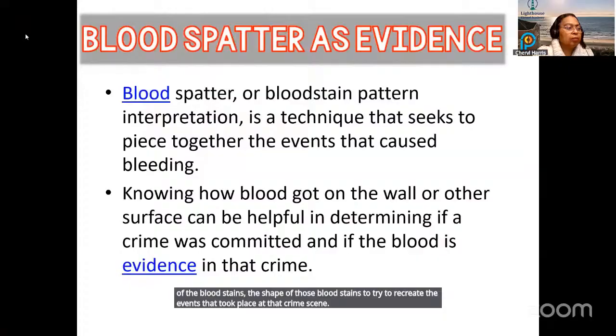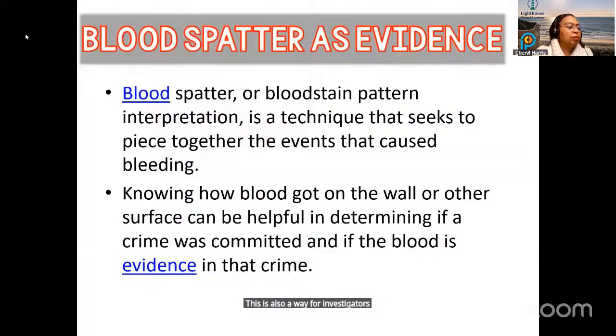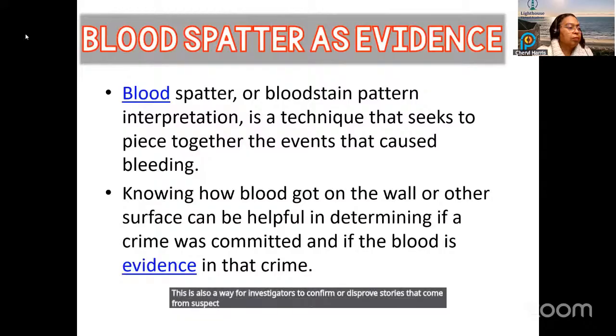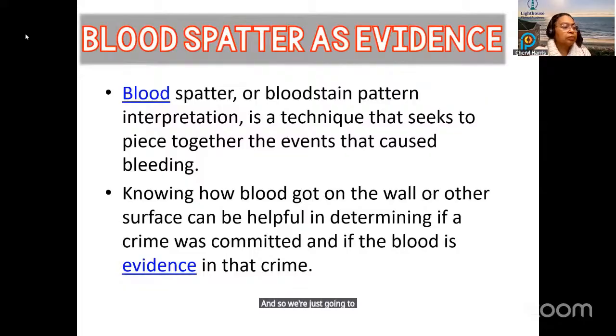This is also a way for investigators to confirm or disprove stories that come from suspects or witnesses. So there's a lot of physics involved. It takes a trained professional to read bloodstain patterns. And so we're just going to kind of hit the high points.